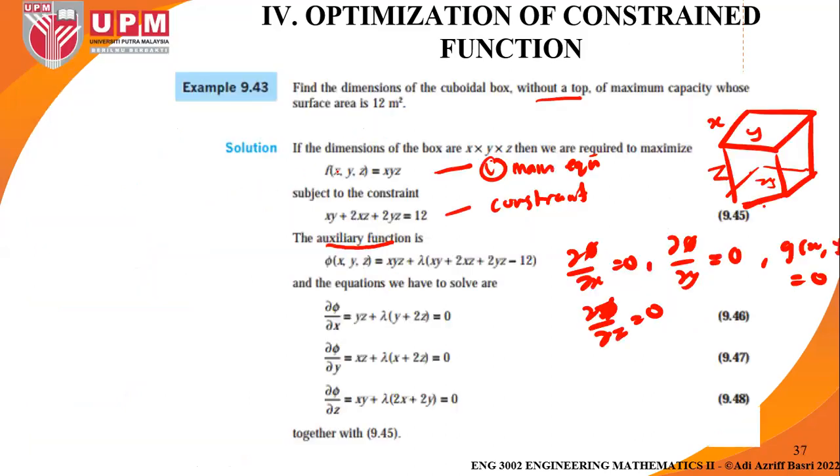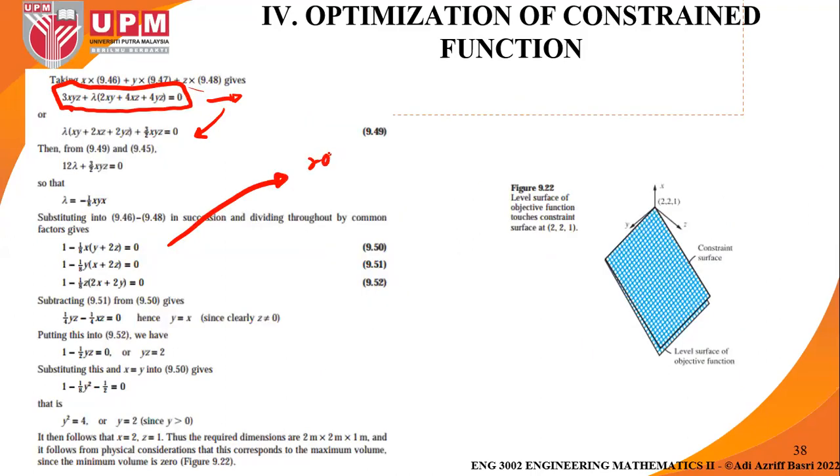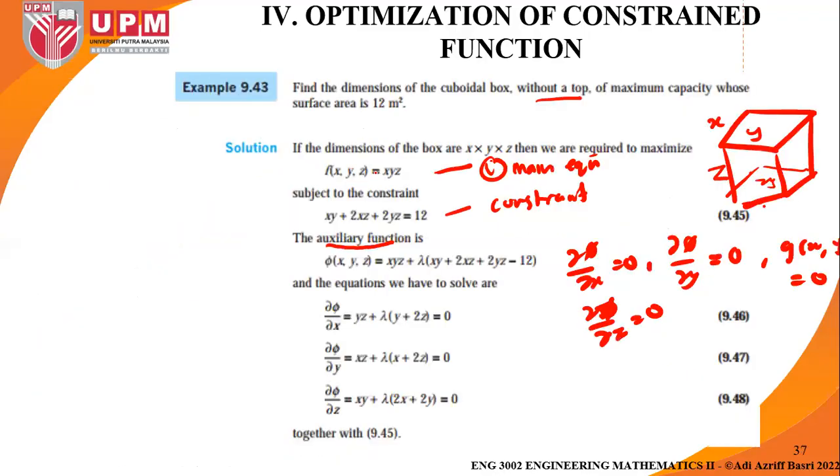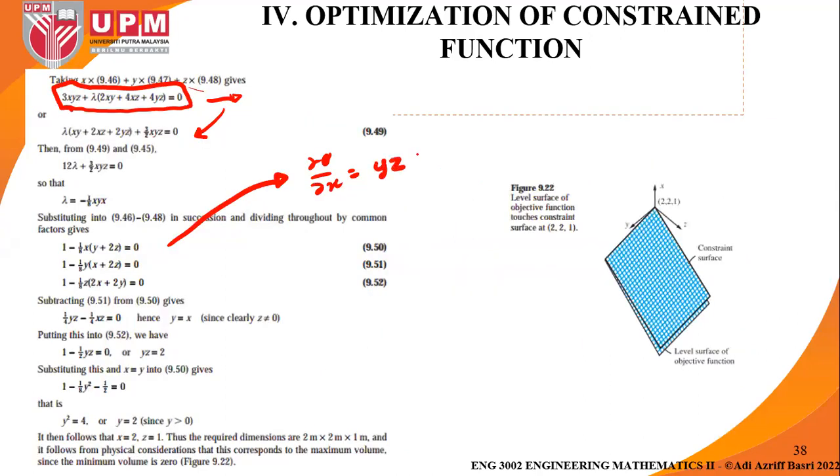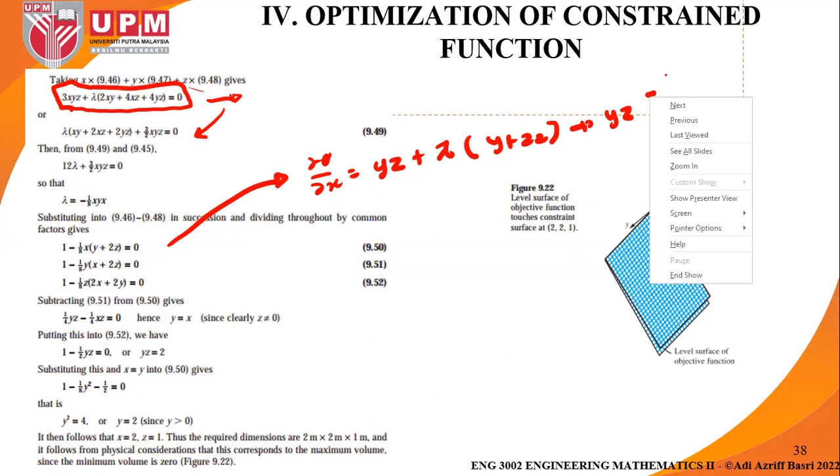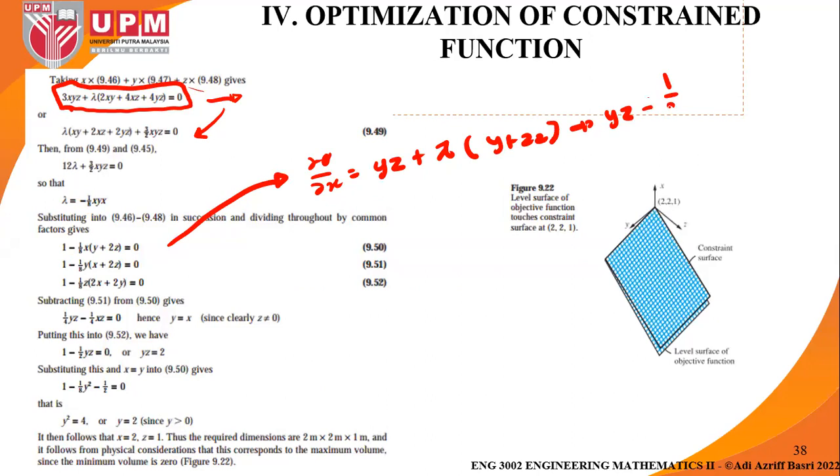Okay, the main equation is del psi over del x is equal to yz lambda y plus 2z, yz plus lambda y plus 2z. Okay, so when you put the lambda as 1 over z, this one becomes yz minus 1 over 8 xyz.